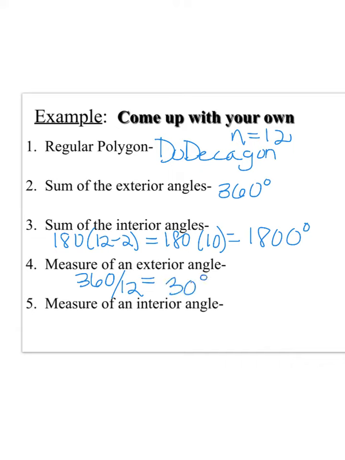And the measure of one interior angle, all I really have to do if I want to cheat is take the 30-degree angle that I just found for the measure of one exterior angle and just subtract that from 180. And I get 150. But if we also take 1800, the sum of the interior, divide by the number of sides, we also get 150. So there you have it.